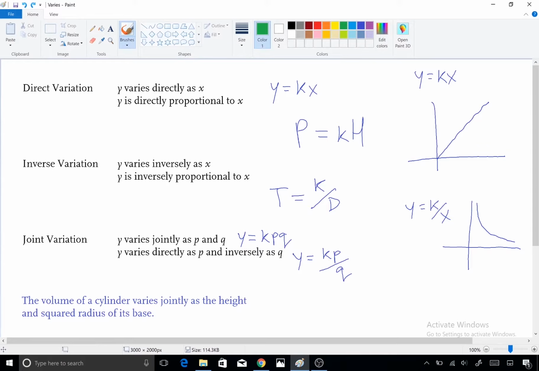Here's another example. The volume of a cylinder varies jointly as the height and squared radius of its base. So if you recall, the volume of a cylinder is going to be the area of its base, which is A, times the height, and A equals pi r squared, where r is the radius of that circle. So the volume of the cylinder would equal k times h times r squared, and in this case, k equals pi.